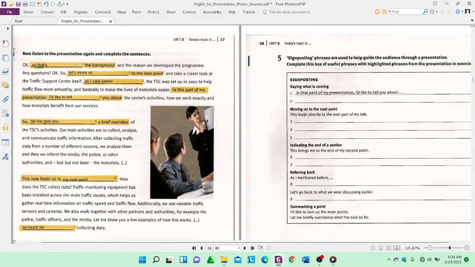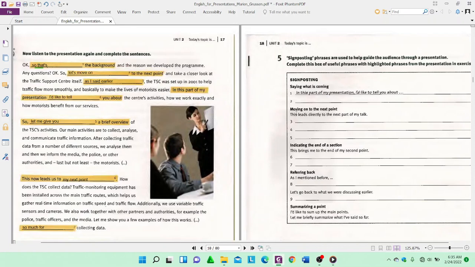And I think it's really important and necessary to say what is coming, especially when you have come to your main part, because this is a clear indication that something important is coming.